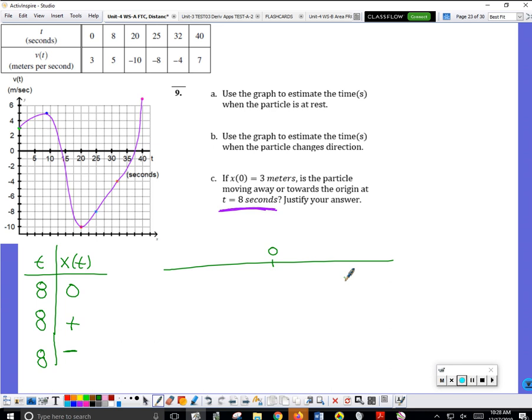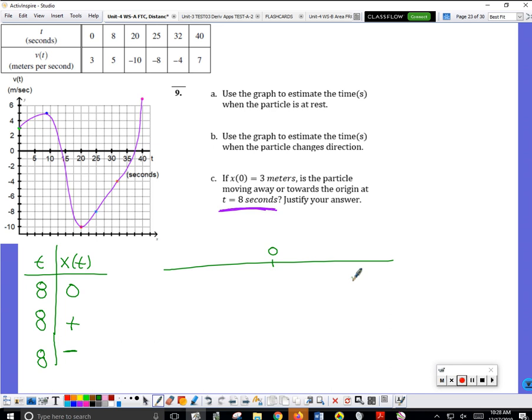What else do I have to know to figure out whether the particle is going this way or this way? Like towards the origin or away from the origin? What else must I know? Be brave. Come on. There we go. Sydney. I have to know the velocity.